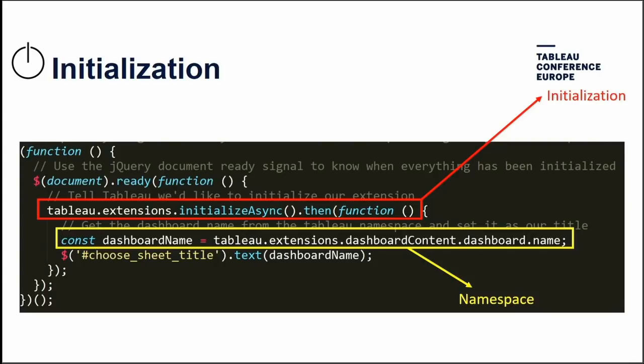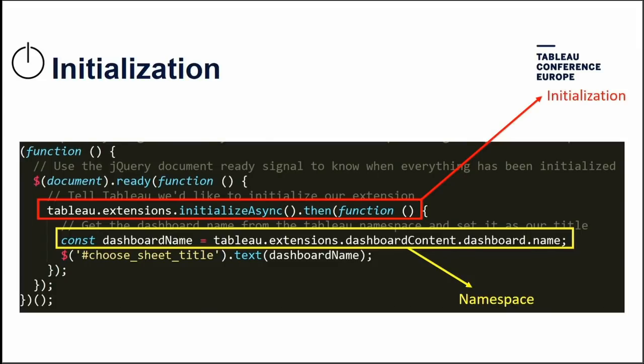Then, have a look at the code now. We have tableau.extension.initialize, and that's just saying, hi Tableau, I'm an extension, I'm ready to be used. Use my superpower, please. And then we are using the namespace dashboard, extension.dashboardContent. It's just to have the name of the dashboards.